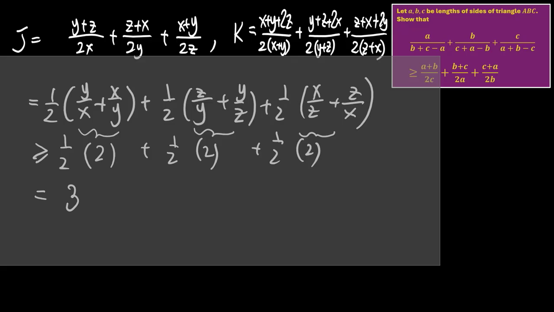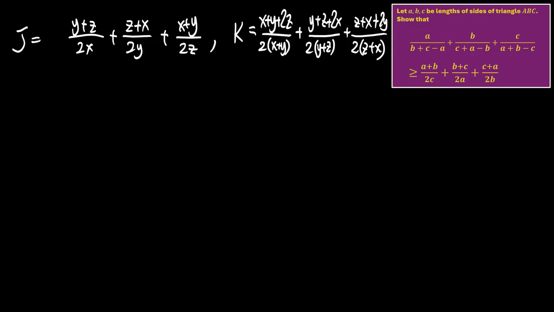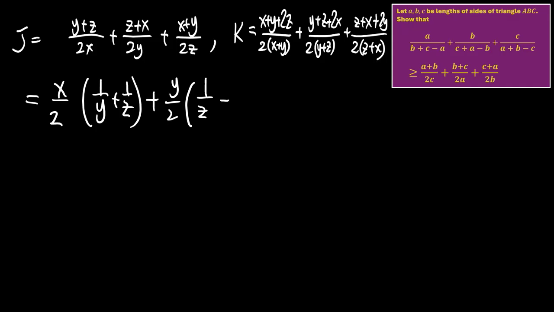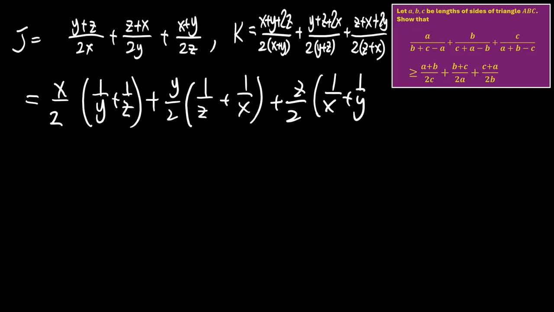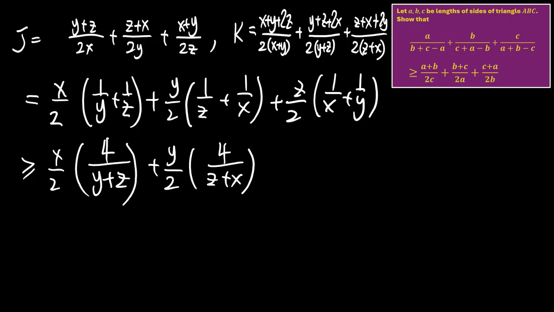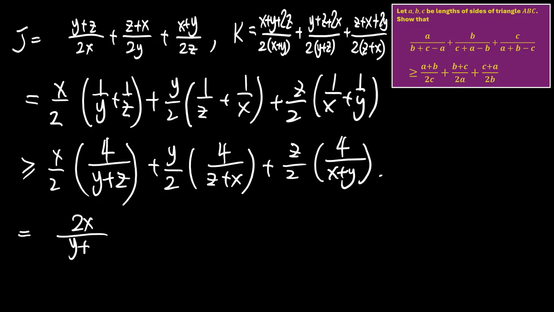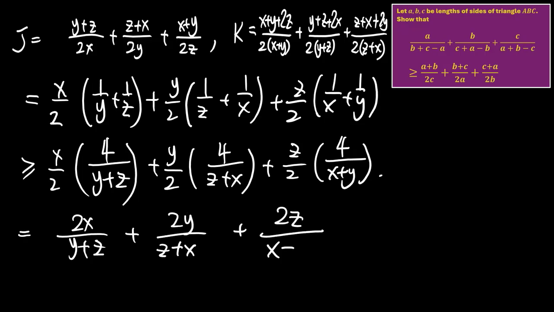We can also write J in a different way. We can say that this is x over 2 times (1 over y plus 1 over z), plus y over 2 times (1 over z plus 1 over x), plus z over 2 times (1 over x plus 1 over y). Using the AM-HM inequality again, this can be shown to be greater than or equal to 4 over (y plus z), and likewise for the rest of the terms. So this is 2x over (y plus z), plus 2y over (z plus x), plus 2z over (x plus y).